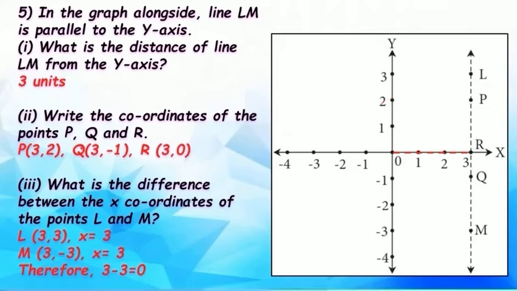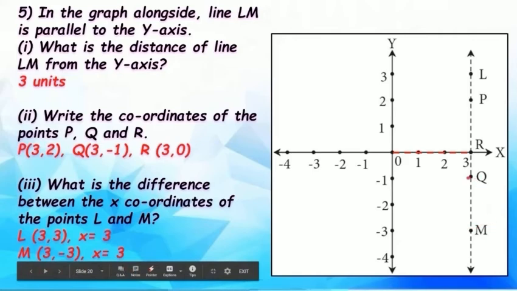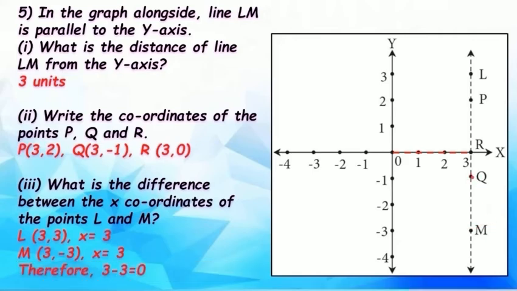Next, we have to write the coordinates of point Q. So point Q is here. Again, if you see, this point intersects the x-axis at point 3, and if you draw a line here, it intersects the y-axis at point -1. So the coordinates of point Q are 3, -1.